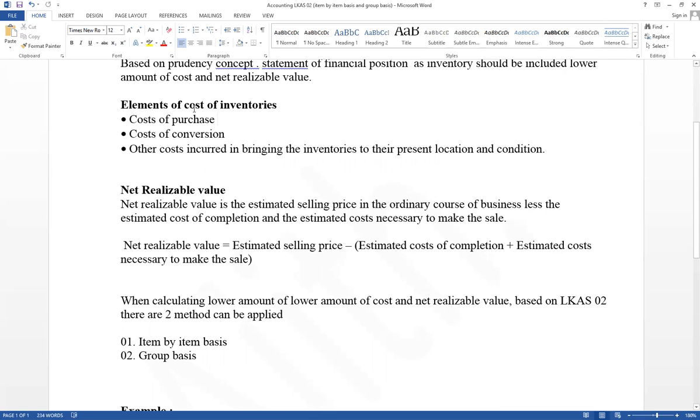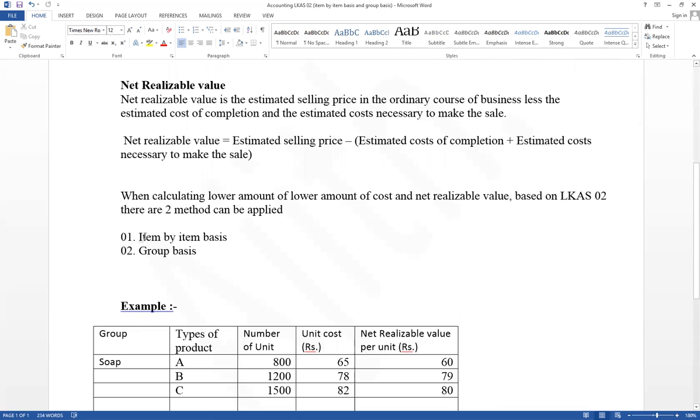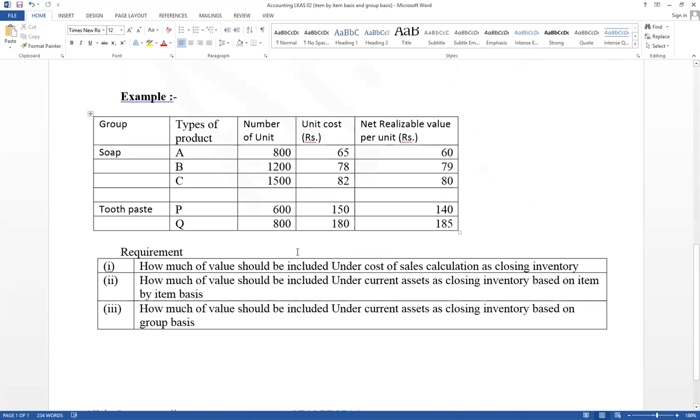Then in the statement of financial position, inventory should be included at the lower value of cost and net realizable value. It can be calculated by using the item by item basis as well as the group basis. This one they definitely ask in the paper. Therefore, now I am going to discuss how to calculate inventory based on item by item basis as well as group basis. Now see this example.